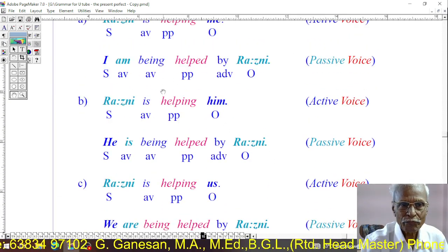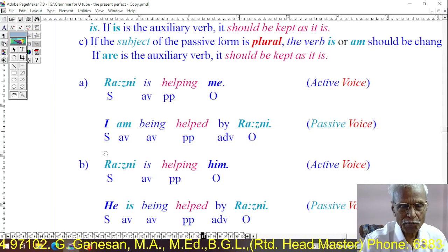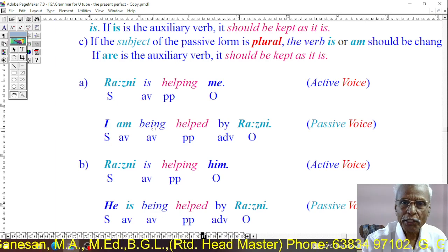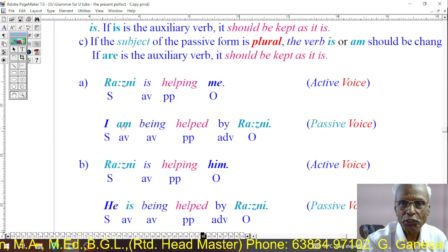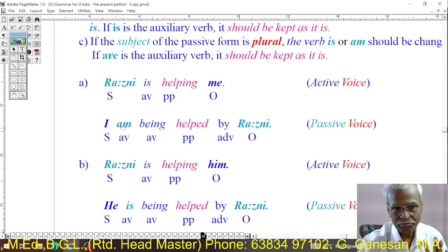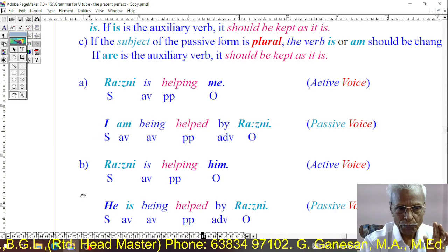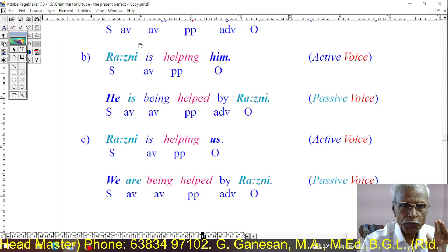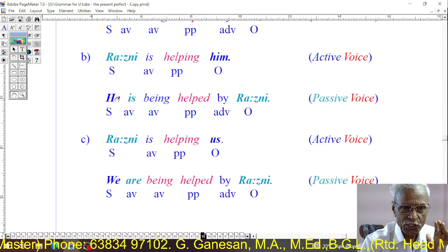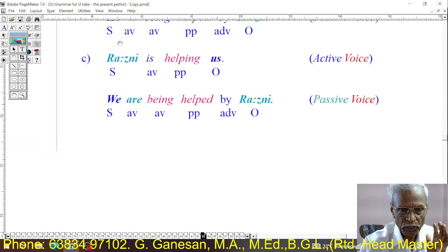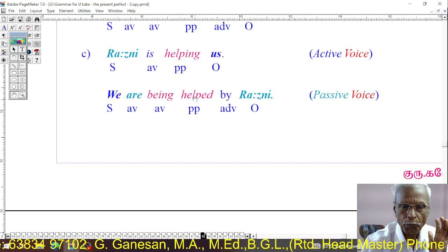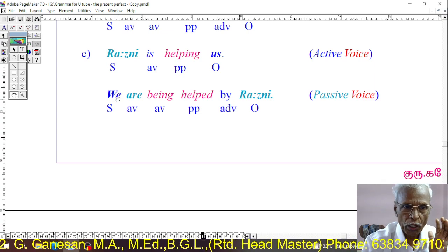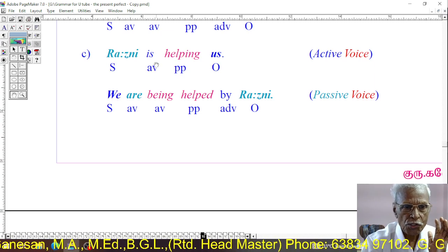Again, first subject and object interchange, then present participle into past participle, then being, then the present be verb. Am, is, are. As the subject is I, am. This is that. Past participle, being, be verb is. As the subject is he, is. Here helping, past participle. Being. Here the subject is we, plural. So is has been changed into are.